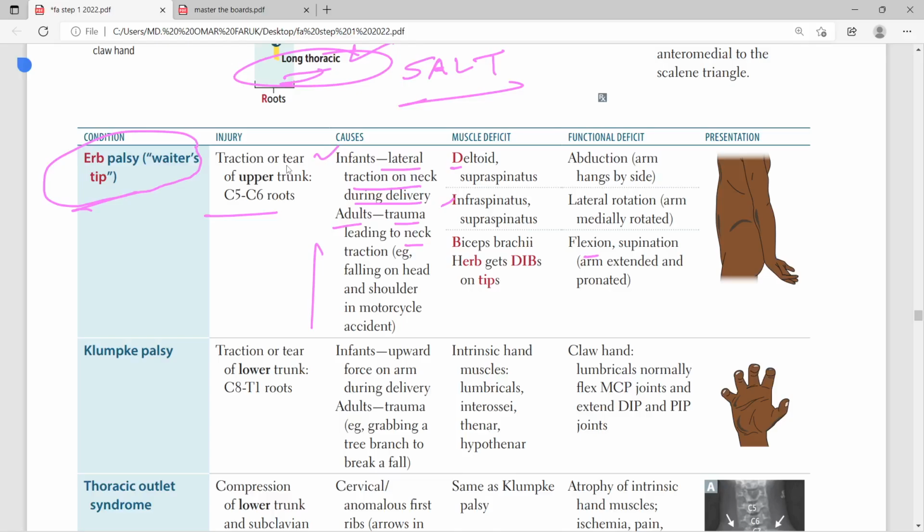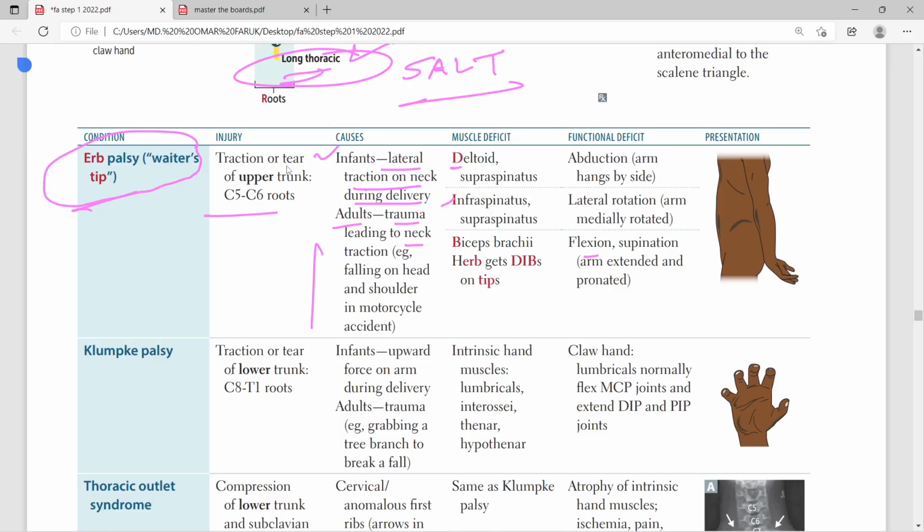So there are two things. One is patient position. Other, what cannot be done. Patient's position is adducted, so he cannot abduct. Patient position is medially rotated, so lateral rotation cannot be done. And arm is extended and pronated, so flexion and supination cannot be done. This is high yield in Erb's palsy.